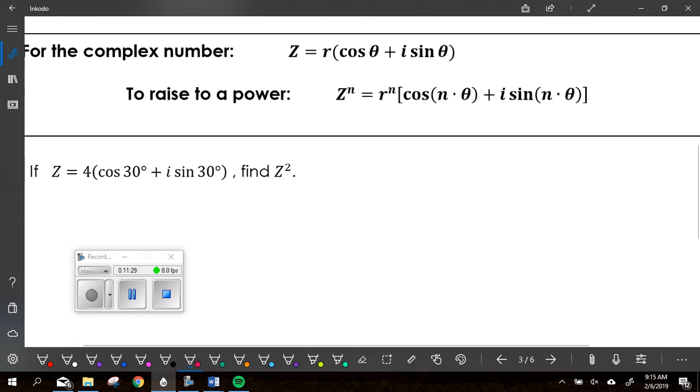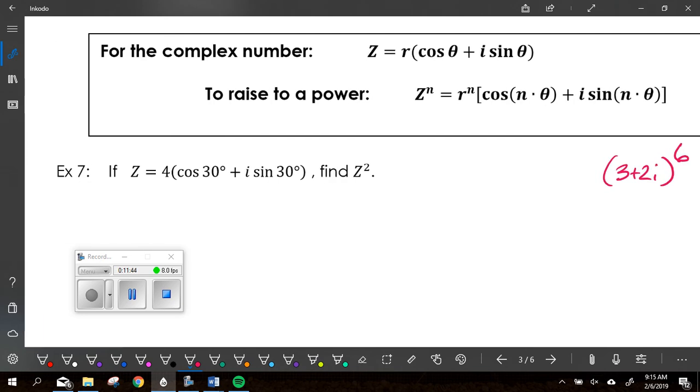Last one. We are taking a complex number and raising it to a power. So again, if I gave you 3 plus 2i and I told you to raise it to the 6th power, you would not talk to me anymore. It's too big. You would have to FOIL that out 6 times. It would not be a fun problem. But we can do it really easy with polar complex.